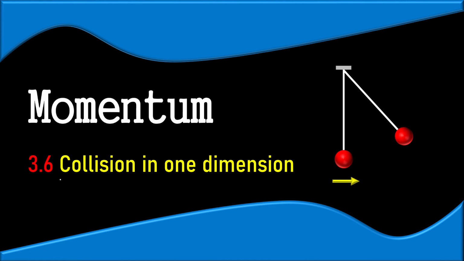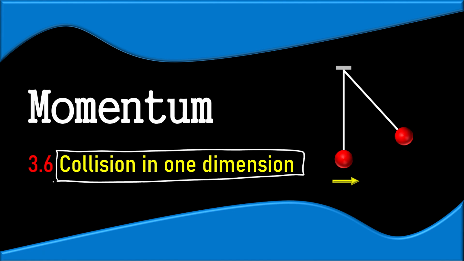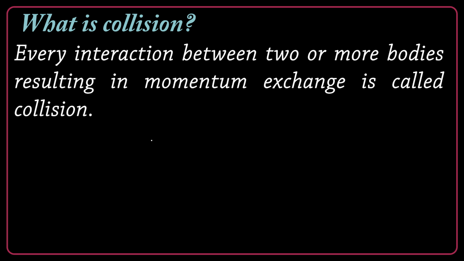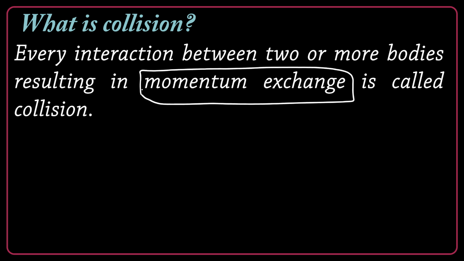In this video, I'm going to go over collision in one dimension. I will define collision, I will tell you how many types of collisions we have, and how to solve problems using conservation rules. What is collision? In physics, every interaction between two or more bodies resulting in momentum exchange is called collision.